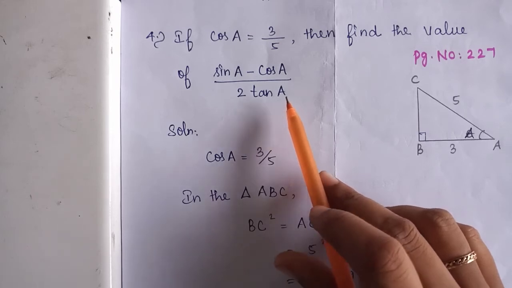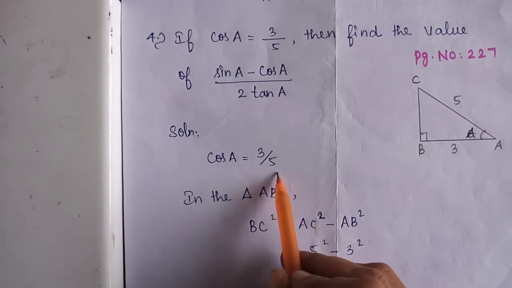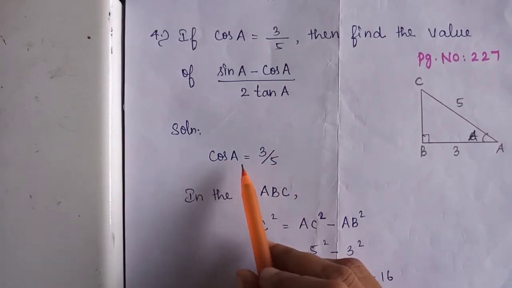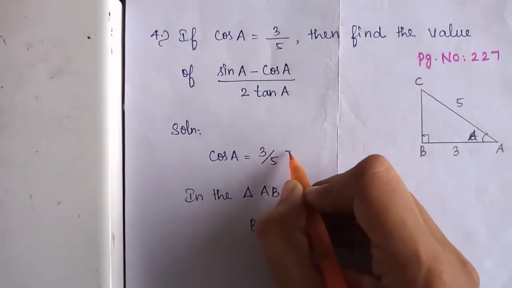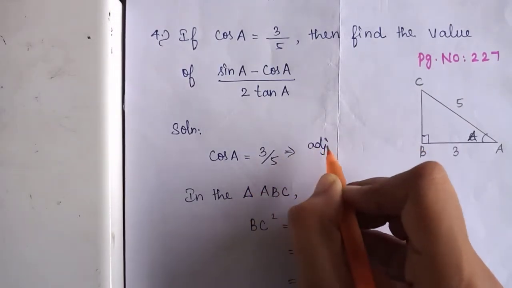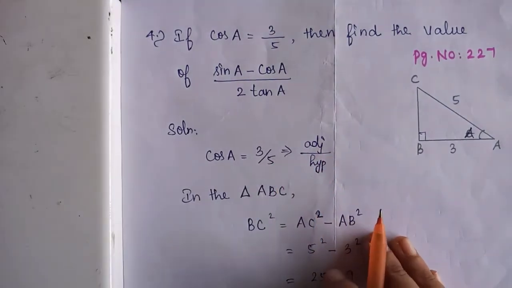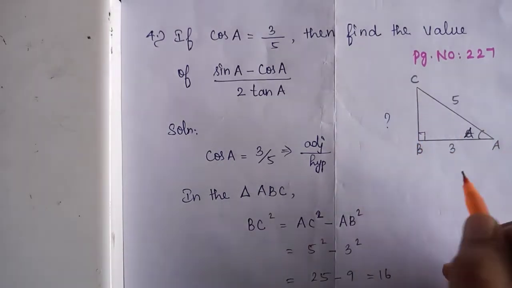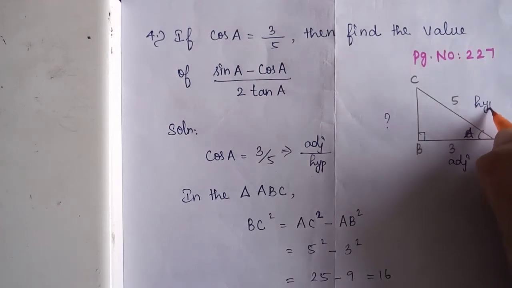You get the values. So here cos A is equal to 3 by 5, given in the question. Cos A, that is cos theta, is equal to adjacent by hypotenuse. So the adjacent value is 3 and hypotenuse is 5. So this is theta. You have to find the opposite side. So this is your adjacent side and this is your hypotenuse side.